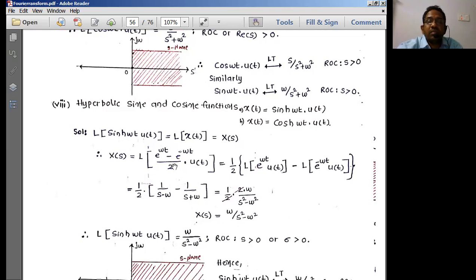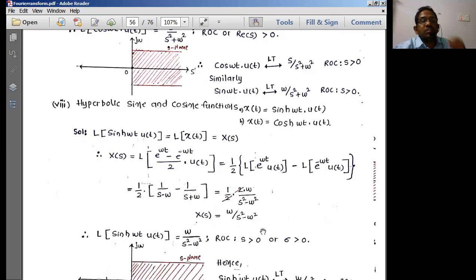That j part, the imaginary part, will simply be avoided here because of u of t. So therefore, we can just simply write e power omega t u of t. So e power plus something means 1 by s minus omega. E power minus something means 1 by s plus omega. Simply by solving this, we'll be getting omega by s square minus omega square.